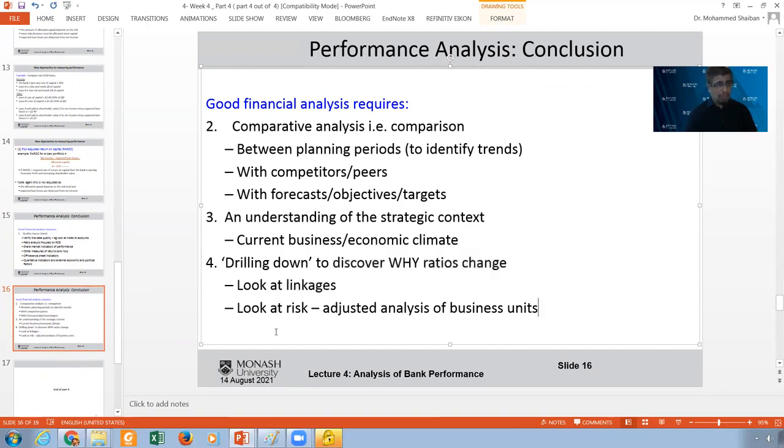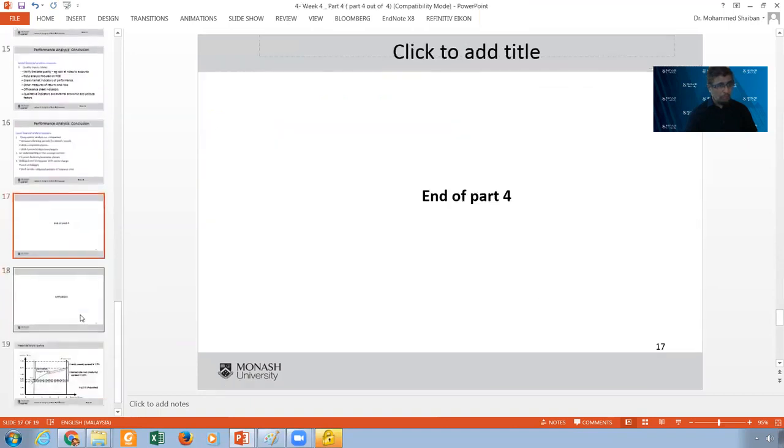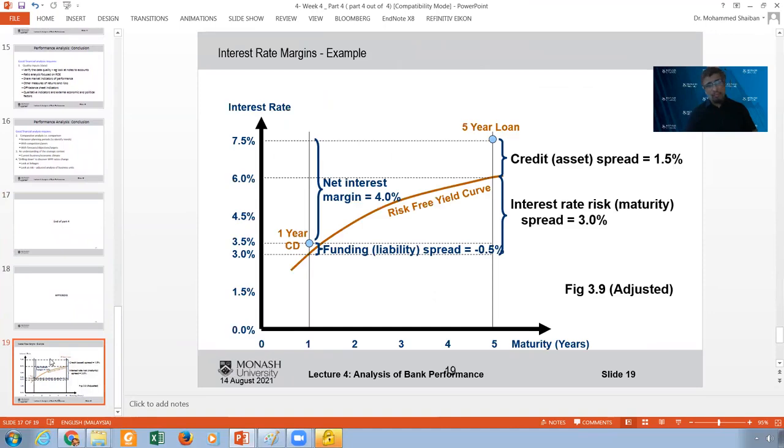Okay. This is the whole thing. I just want to share with you this one. Maybe I will not test you on this issue, but this is to tell you how the banks measure their cost of interest rate. So we have what we call the risk yield curve. Now, this is the risk-free of the central bank.